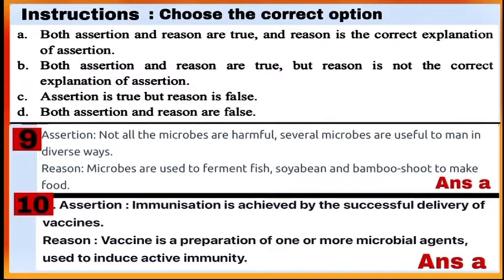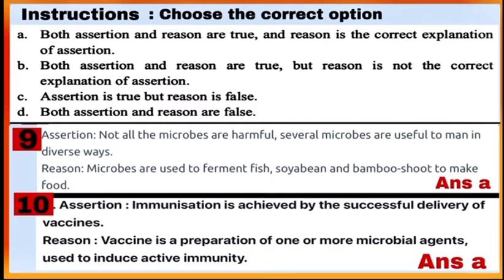Not all the microbes are harmful, but several microbes are useful to man as they are used in the fermentation process, like to ferment fish, soybean, bamboo shoot to make food. Some are also used to make medicines and bioactive molecules. They may act as biofertilizers and are used as biocontrol agents. So here both A and R are true and R is the correct explanation of A.